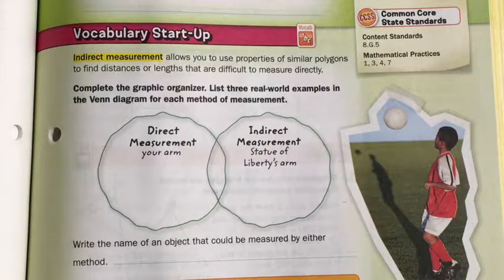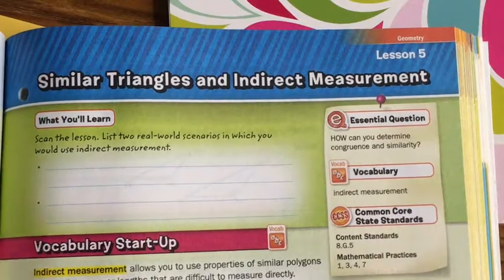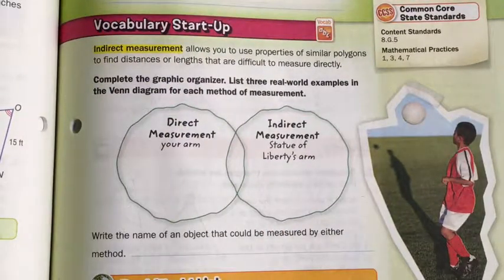Chapter 7, lesson 5 on page 553 on similar triangles and indirect measurement. Have you guys ever tried to measure something really tall, or something really long? So this is a cool lesson. It's about indirect measurement. We could measure the height of this building through indirect measurement if the sun was out. And the sun's not out, so we can't do it today, but we will do it soon.